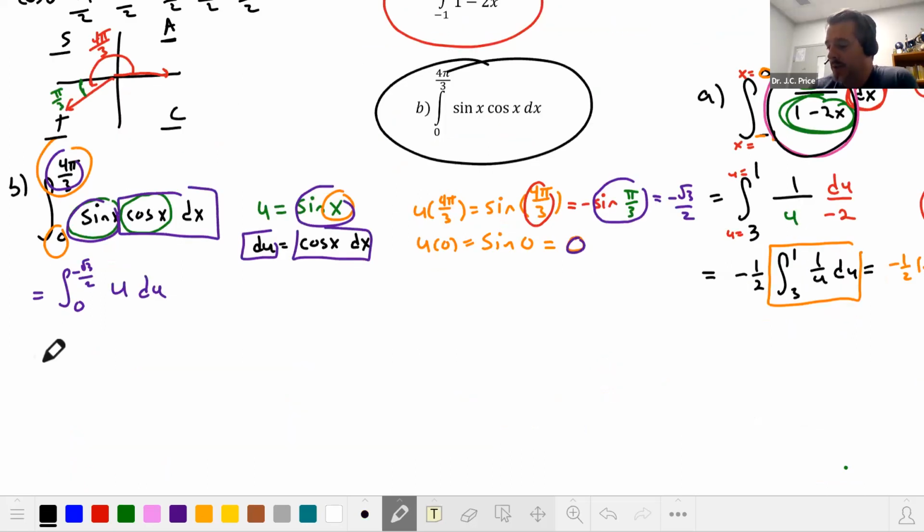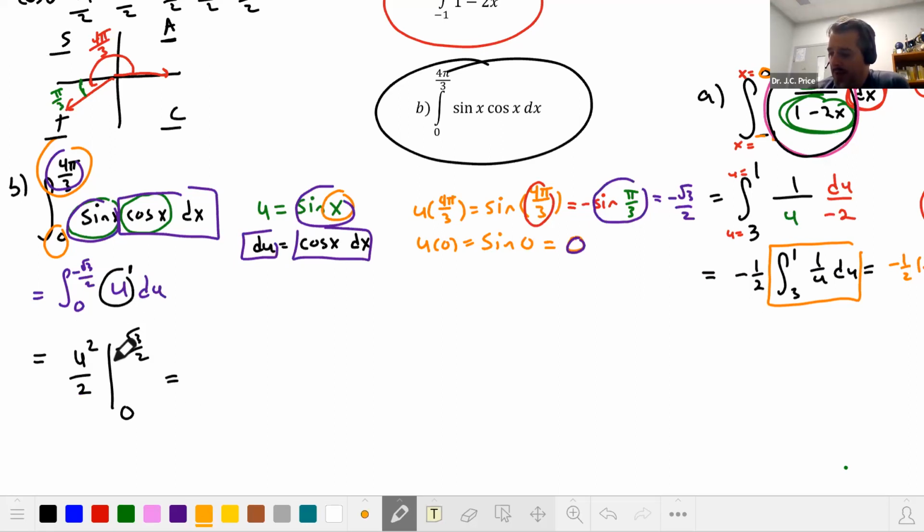So it's going to be equal to, and so how do you integrate u du? Well, it's just a power. There's a 1 here, so you add 1 to it. So I get u squared divided by 2. And I evaluate it from 0 to negative root 3 over 2. And so now what do I do?